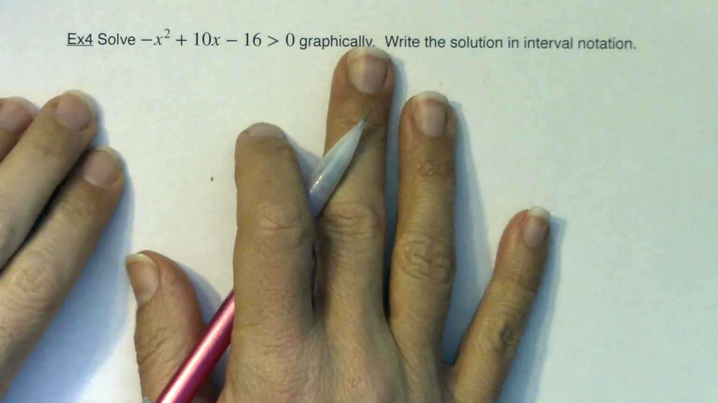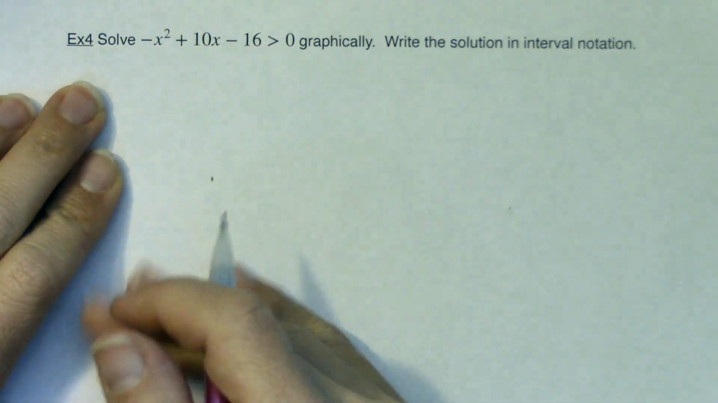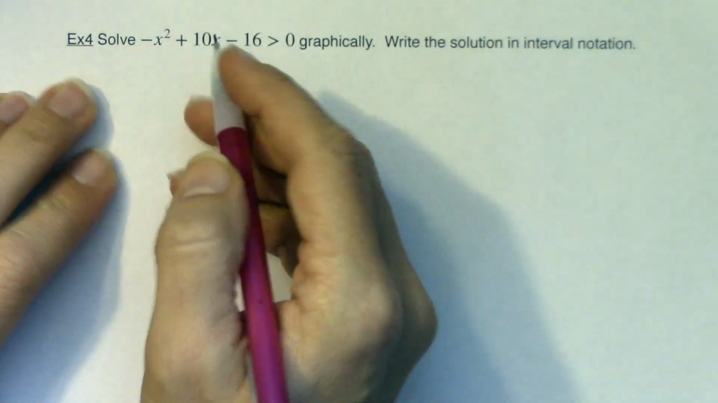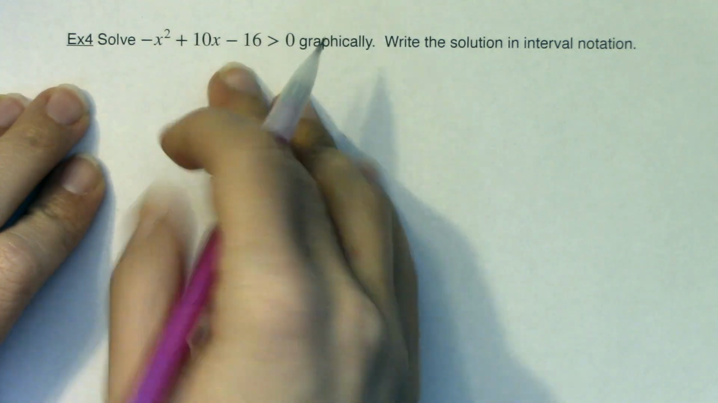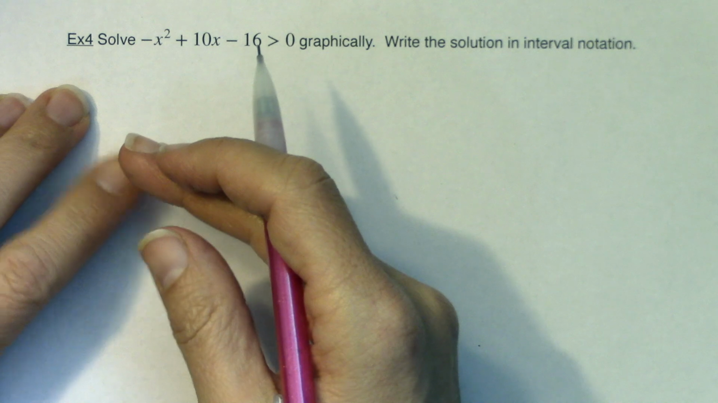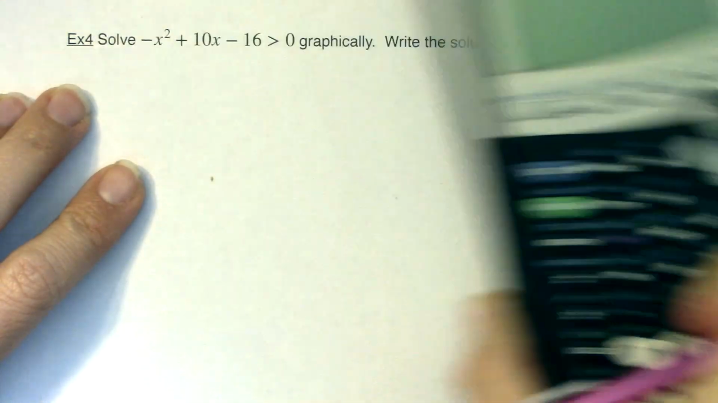Folks, let's take a look at another quadratic inequality. We're going to solve it graphically. Write the solution in interval notation. So I see my quadratic. If I want to graph it, let's get some intercepts. Let's get some vertices, or the one vertex, right? And then I'll check it on my handy dandy graphing calculator.